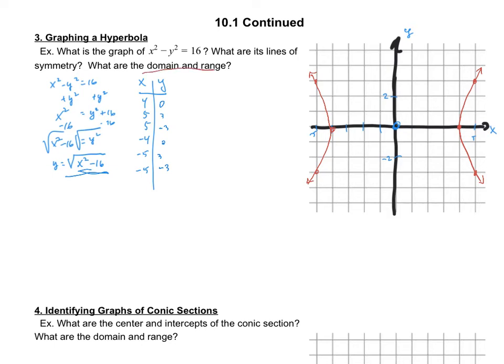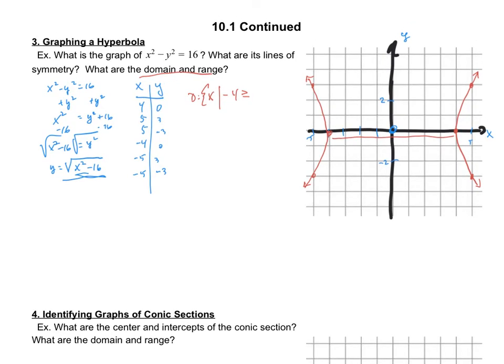Domain and range. The domain is my x values, and the function does not exist from here to here. So my domain is for all x when x is less than or equal to -4, or x is greater than or equal to 4. And then my range is going to be very similar, except for all real numbers.